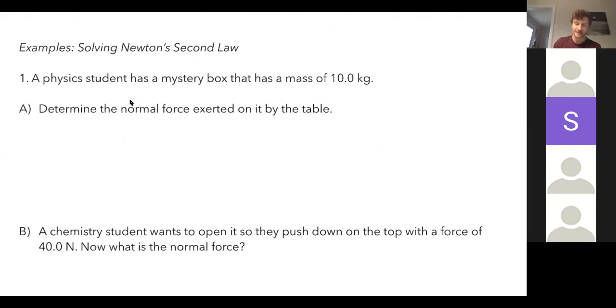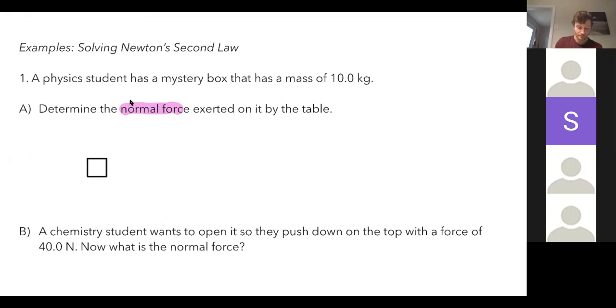So a physics student has a mystery box. Gotta love a good mystery box. It has a mass of 10 kilograms. So we want to first figure out what is the normal force exerted on it by the table. So first step, free body diagram. There's our box. It's beautiful.